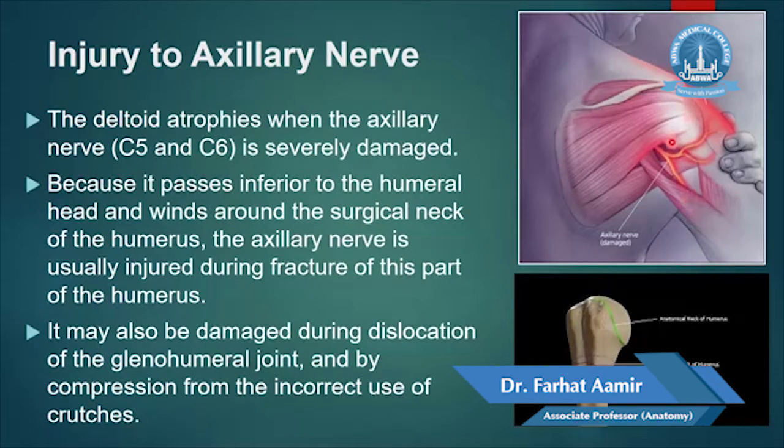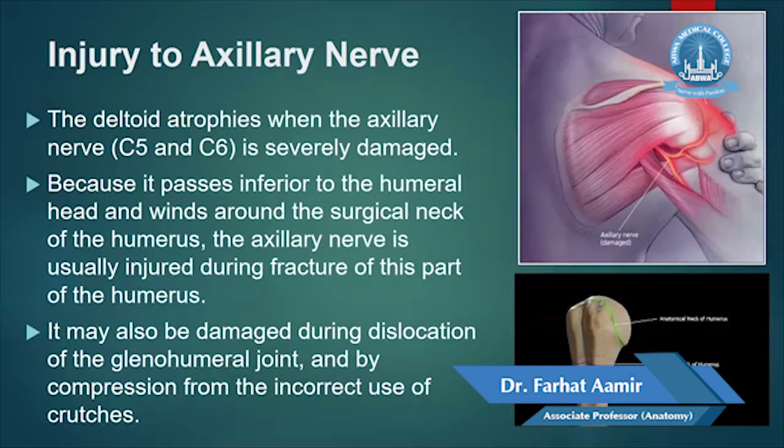What will happen if there is injury to the axillary nerve? The deltoid atrophy. See here, the deltoid atrophy is when the axillary nerve, which is C5 and C6, is severely damaged because it passes inferior to the humeral head and winds around the surgical neck of the humerus. See here, the axillary nerve will wind around the surgical neck of the humerus. The axillary nerve is usually injured during fracture of this part of the humerus.